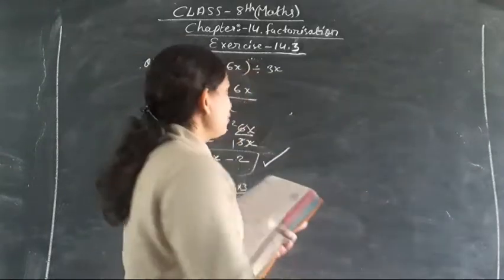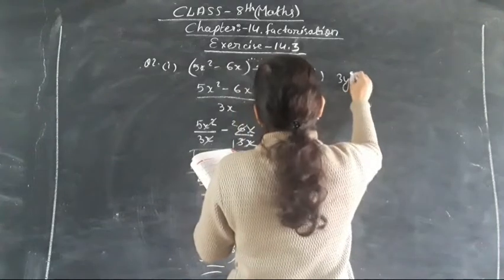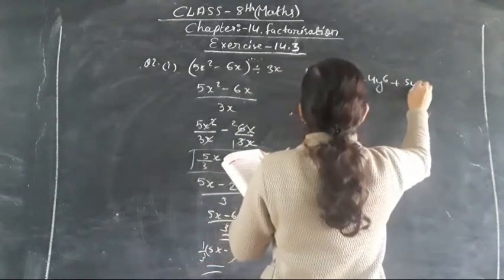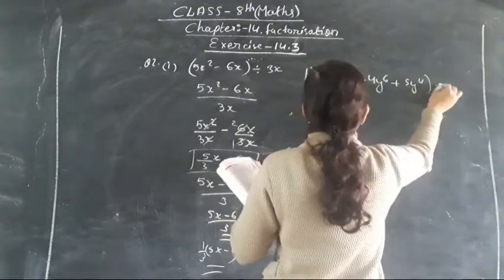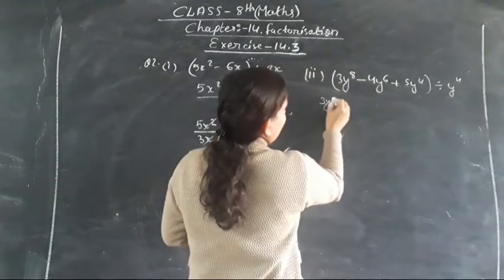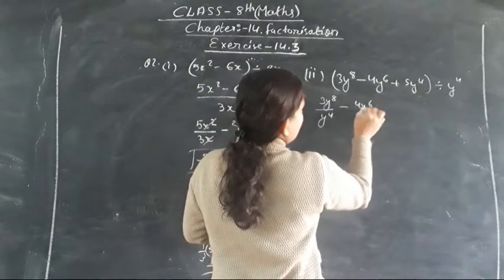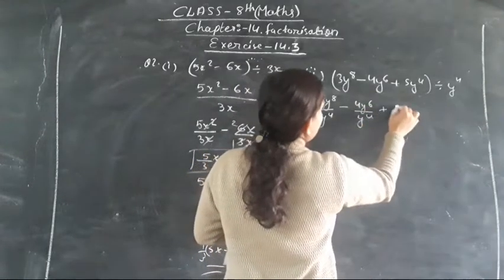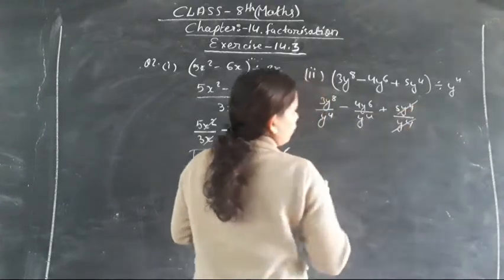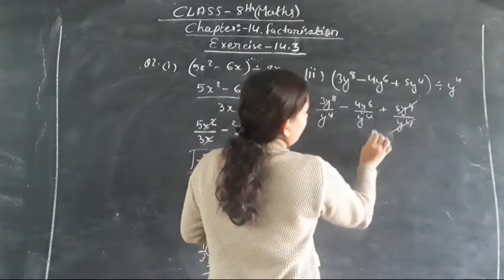Moving toward the second part of this question we are having, in the second part, what is that? 3y to the power 8 minus 4y to the power 6 plus 5y to the power 4, whole divided by y to the power 4. Now 3y to the power 8 upon y to the power 4, minus 4y to the power 6 upon y to the power 4, plus 5y to the power 4 upon y to the power 4. So y to the power 4 and y to the power 4 will get cancelled. Here y to the power 6 minus 4. So here what is left? Y to the power 2.